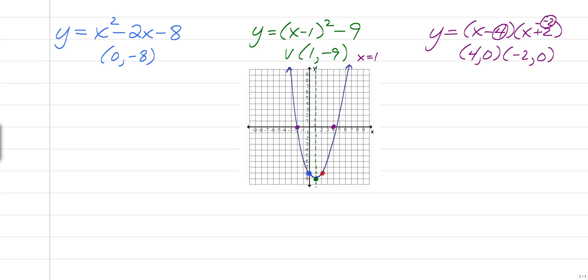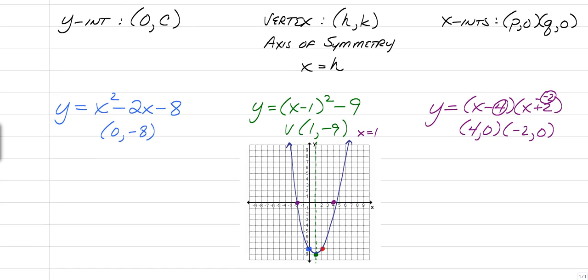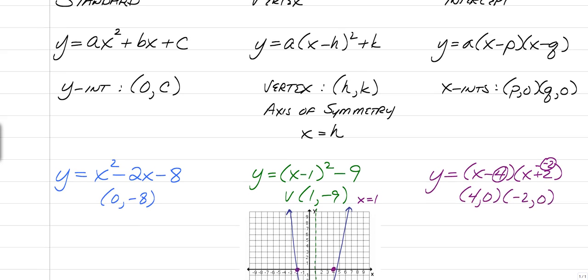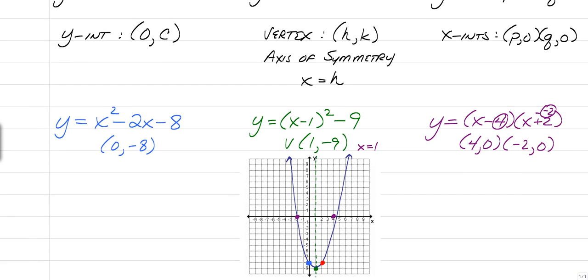Okay, so this video, the purpose was just to show you the benefits of all three of the quadratic forms. Now the one thing this video does not talk about is A. There is an entirely other video just to talk about what A does, because A could make it open up, it could make it open down, it could shrink it or stretch it vertically, it could shrink it or stretch it horizontally. A can do a large number of things, so that's saved for another video. But as far as the three terms, you're good to go.